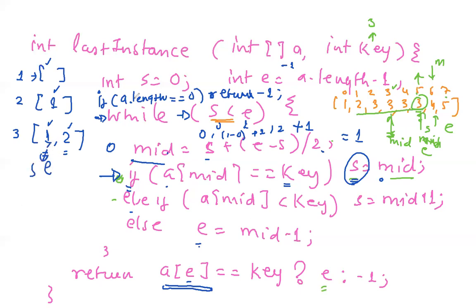Again, you come here, right? S is less than E? No, because both of them are same. You come here, is A of E equals to 1? Yes, so you return 1. Oh, sorry, index 0, right? That's it. You actually solve the case, right?